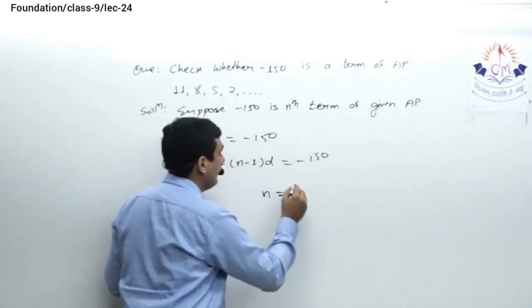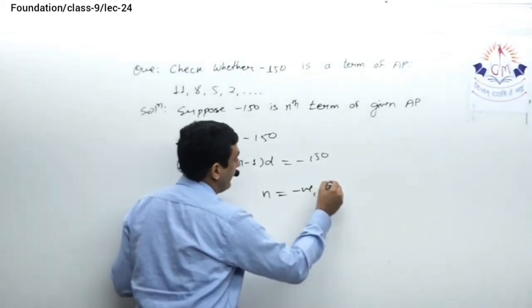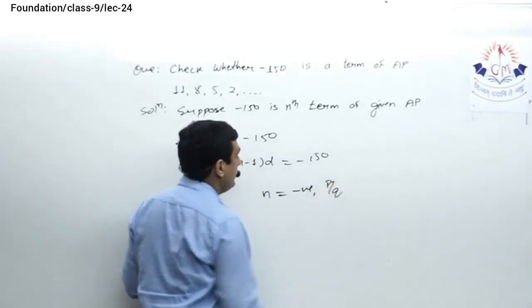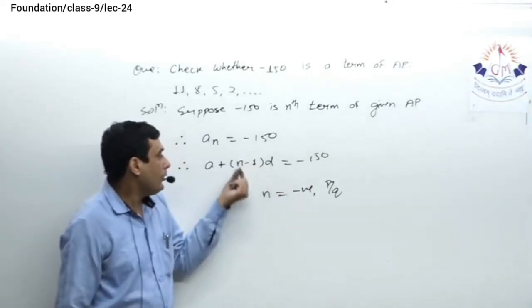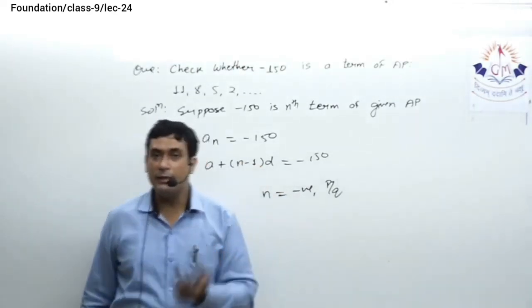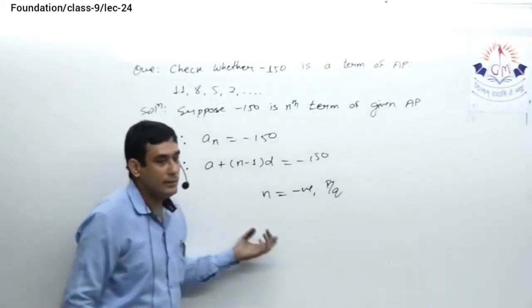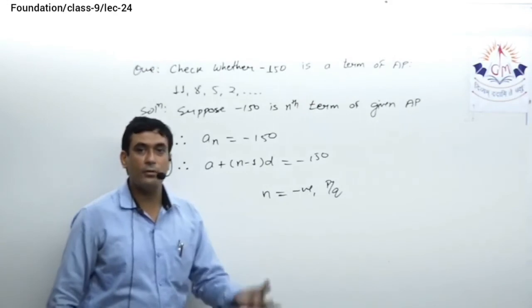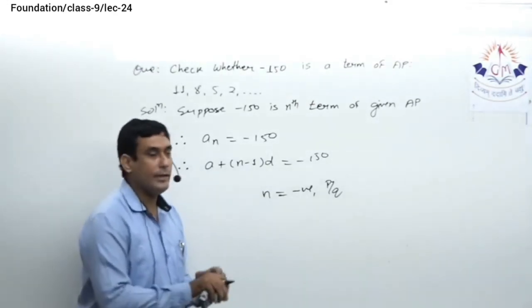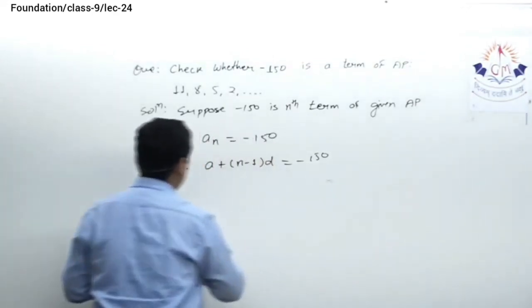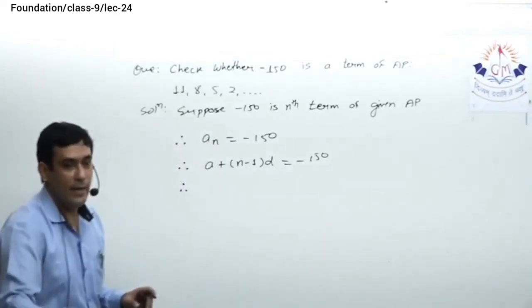But if I solve this and I get n equal to a negative number or a fraction p upon q, then definitely minus 150 won't be a term of the given AP. Why? Because n is the position, it should be a natural number only. You can't say that my rank is 3.7. Rank is either 3 or 7. Position is a natural number. It cannot be a fraction, it cannot be negative, it cannot be decimal. So let us see what we get for n by solving this.